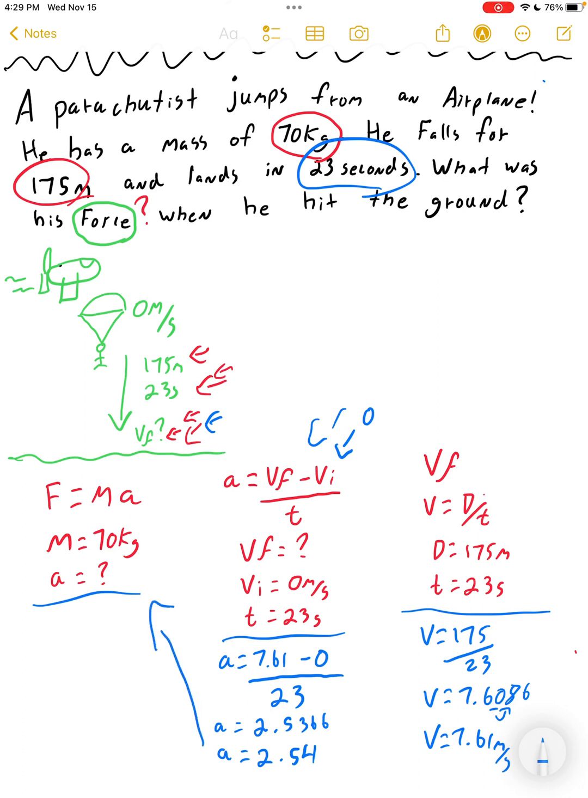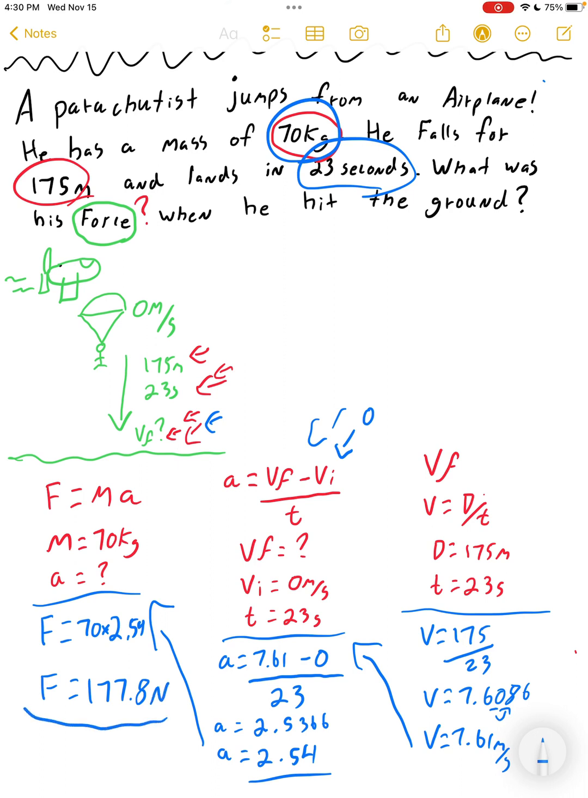Now this is going to go up into acceleration. You know, we had to find our final velocity and plug it in. Now we found acceleration and we plugged it in. So force, you know, force measured in newtons is mass times acceleration. Force equals the mass times acceleration. Mass, where did we get mass? It was in the problem. So 70 times acceleration, which we calculated down here, is 2.54. Okay, so 70 times 2.54, our force equals 177.8. Don't forget newtons.